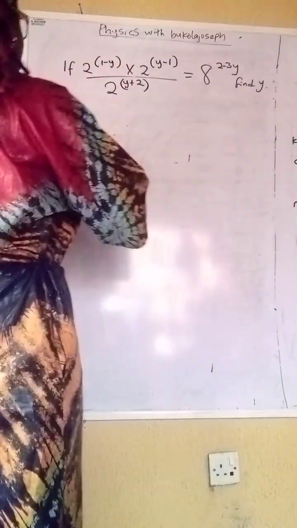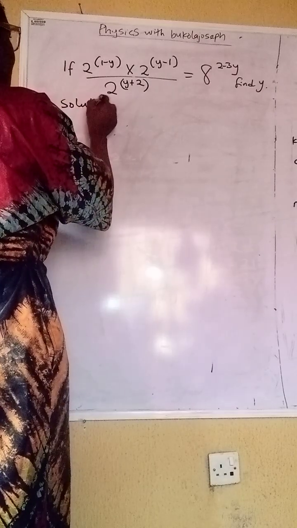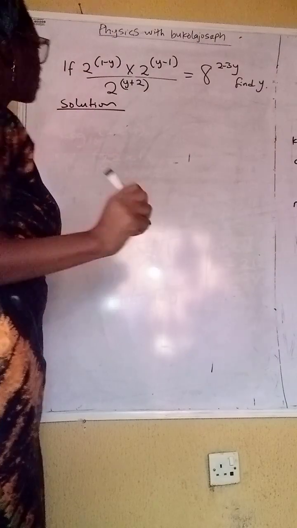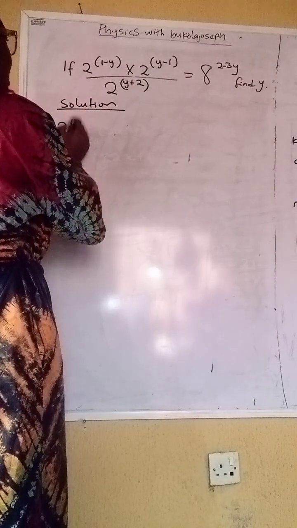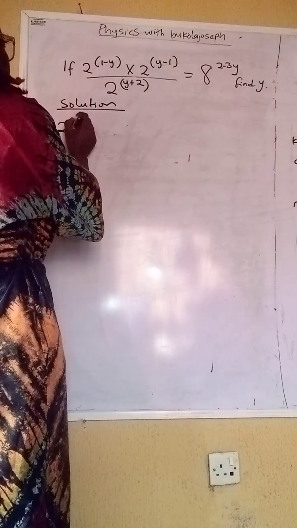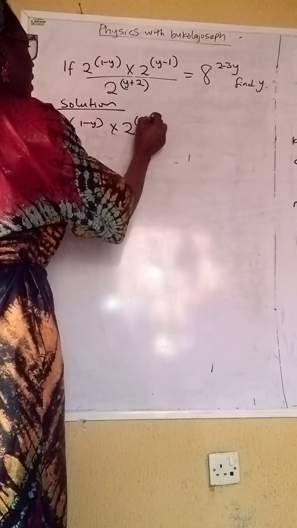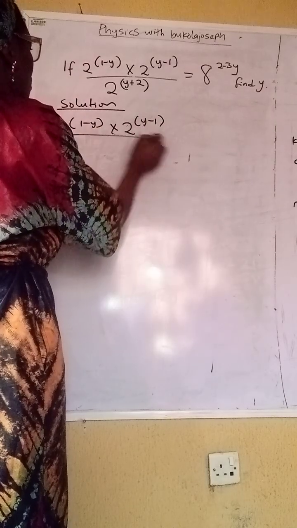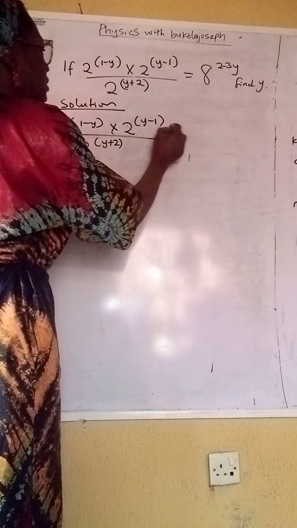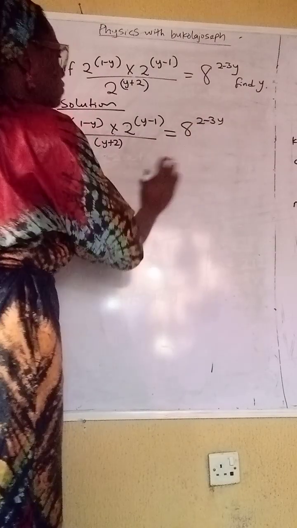Okay, now let's do this. So we have the solution. Always copy the question first before you start solving. That's the first step you do in mathematics. You copy the question first. So we have 2 raised to power 1 minus y times 2 raised to power y minus 1 all over 2 raised to power y plus 2 is equal to 8 raised to power 2 minus 3y. We are asked to find y.